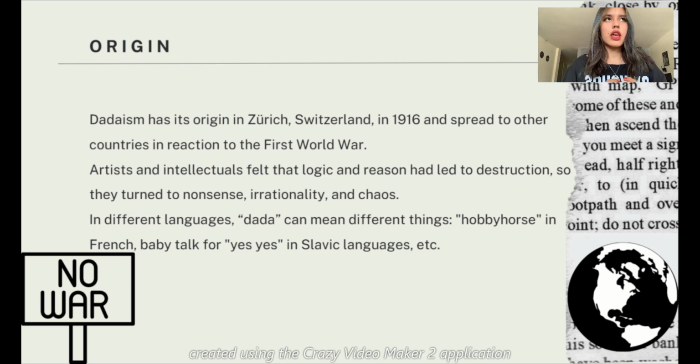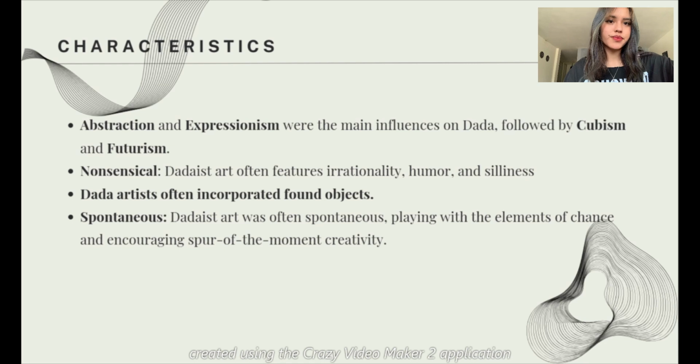The artists of this movement liked the word because it expressed how the art was. The word has no sense, no single meaning, so the art also has the same features. The artists and the intellectuals felt that logic and reason had led to destruction, so they turned to nonsense, irrationality, and chaos.